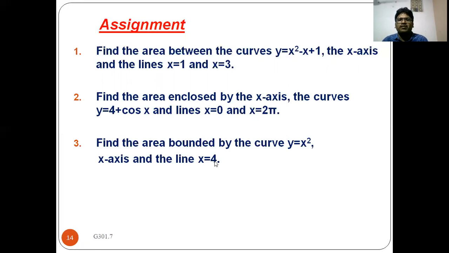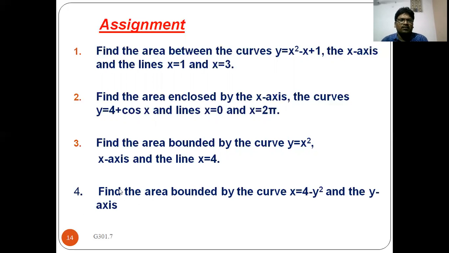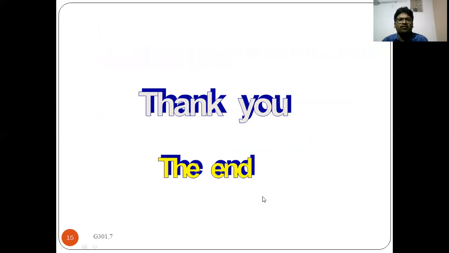Find the area bounded by the curve y is equal to x square and the x-axis and the lines, x equal to 4 is given. Only one line is given. Okay, this type of problem we will solve in this session. Already we solved in this session. So next problem is find the area bounded by the curve x is equal to 4 minus y square and the y-axis. So these are the problems we have to solve.